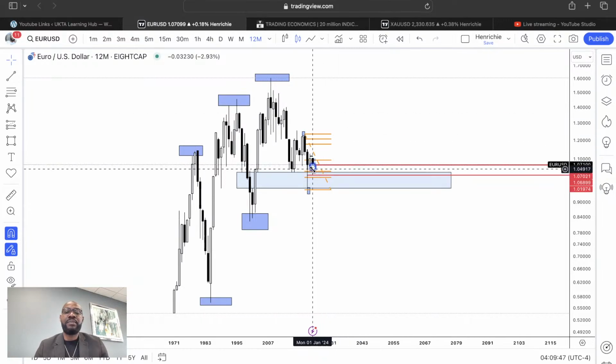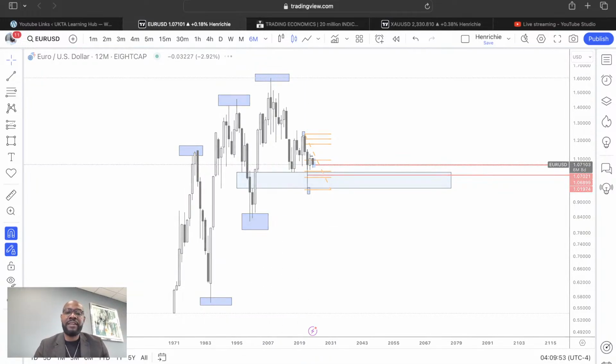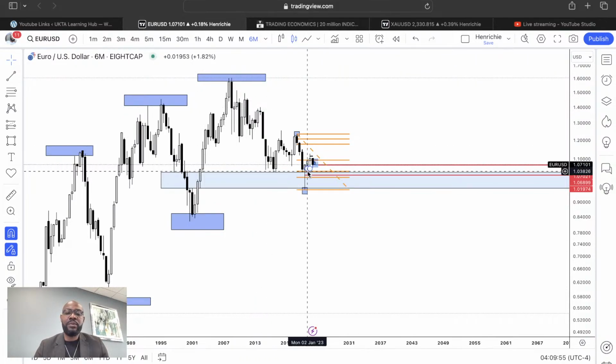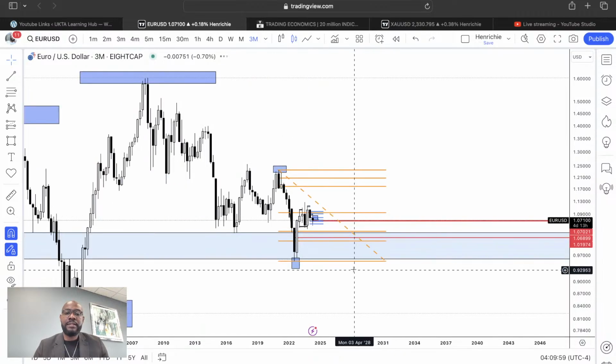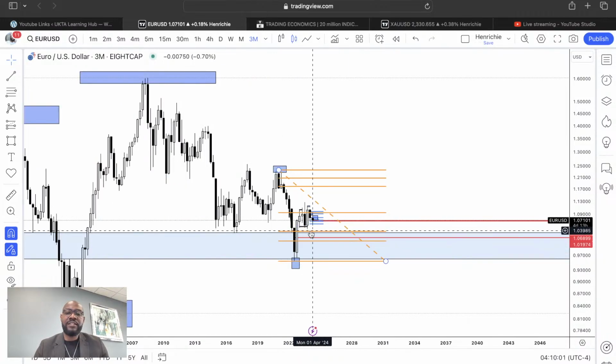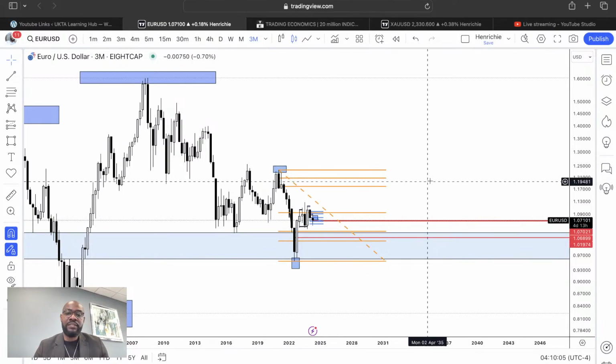So I wouldn't really be surprised if we continue higher from there. I also wouldn't be surprised if price wants to come down to run the sell side liquidity resting right here on the 12-month time frame, because if we go to the 6-month time frame, you can still see there's liquidity there. On the 3-month time frame, we still have liquidity resting right there as well. But don't forget, we can still reject off this key level.